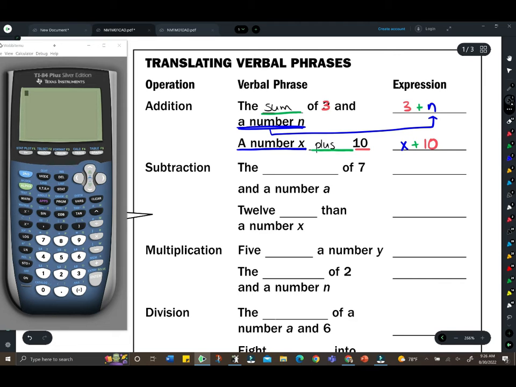Subtraction, this is pretty much used with difference. So the difference of 7 and a number. So difference is our operation. 7 and a number. 7 and a number. A would just be that there.